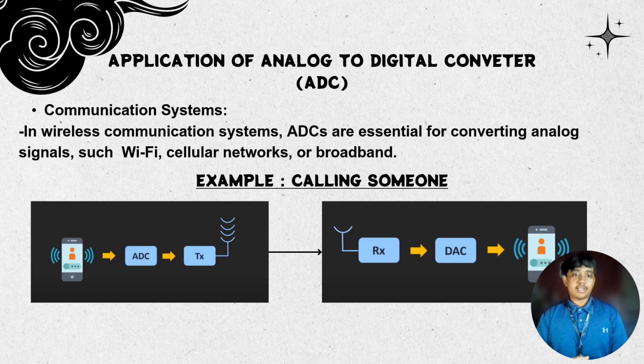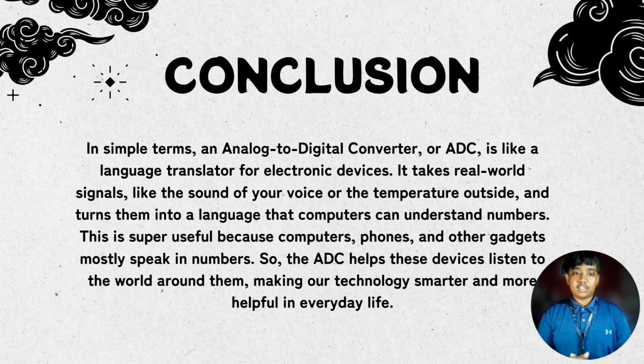Third is communication systems. For example, when we call someone and talk on the phone, our voice is analog. It is converted to a digital signal using an ADC converter, and the receiver converts the digital signal back to analog, which is our voice, using the converter that we call the digital to analog converter.